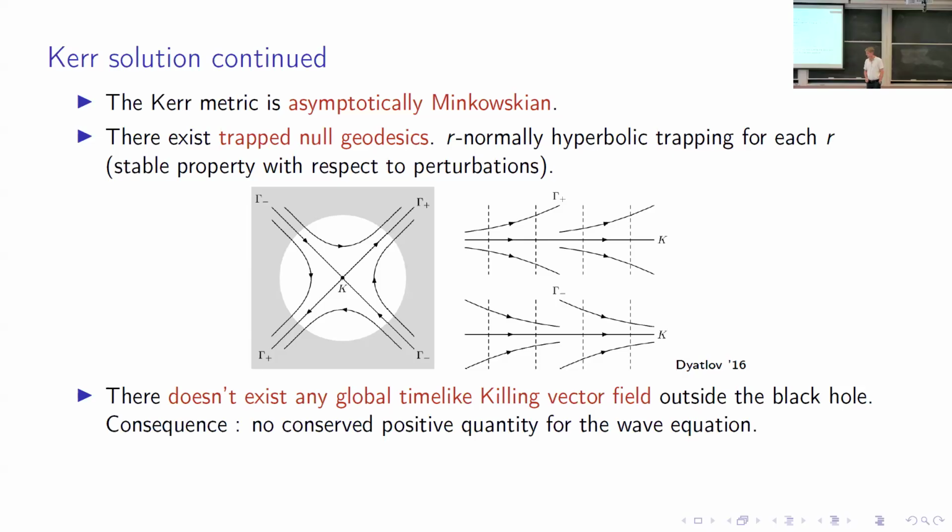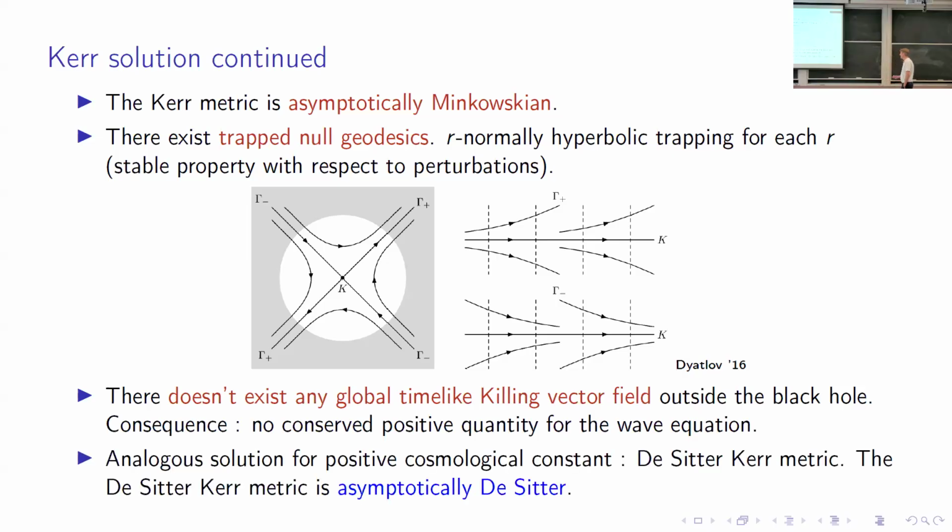So I already said there doesn't exist any global timelike Killing vector field outside the black hole. And the consequence is there is a priori no natural conserved positive quantity I could work with. So we have the analog with positive cosmological constant, with this Kerr metric, and the picture remains the same, but the asymptotic behavior is different. And this gives a completely different low frequency behavior and a much better decay. And this is just because of the low frequencies. All this trapping stuff and so on is the same.